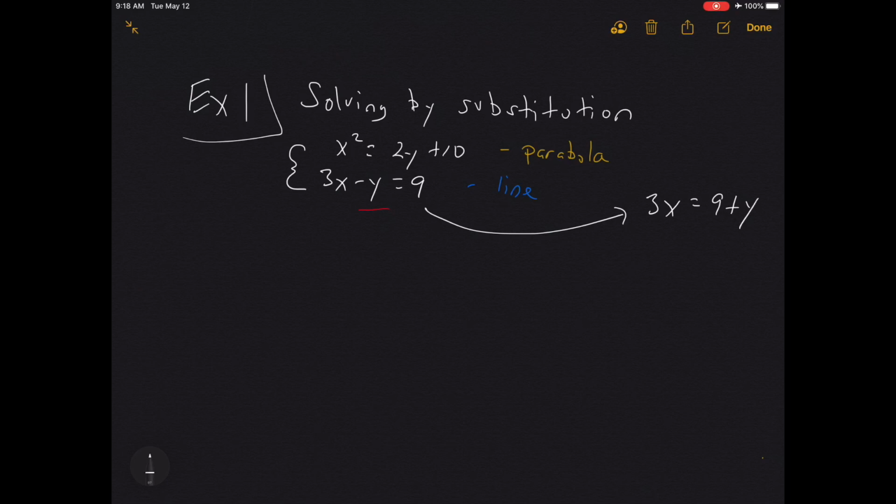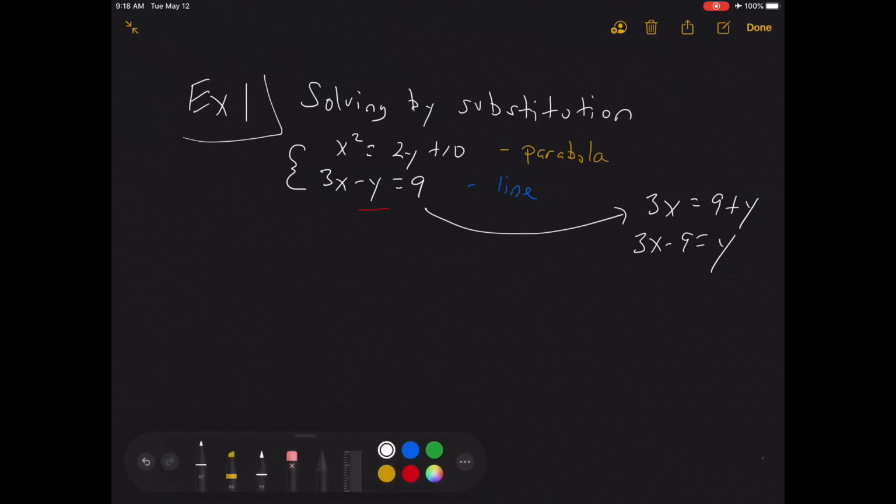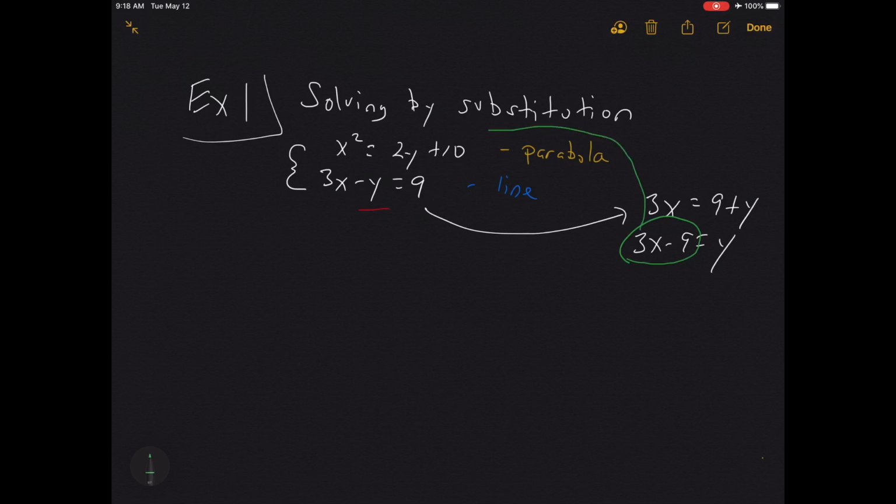But I want to solve it for y, so that means I have to subtract the 9 on both sides. So we would get that 3x minus 9 equals y. And what that allows me to do now is take everything here, which is equivalent to y, and plug it all in right there for that y. And then I have that top equation in nothing but x's. So let's go ahead and do that and see what we get.